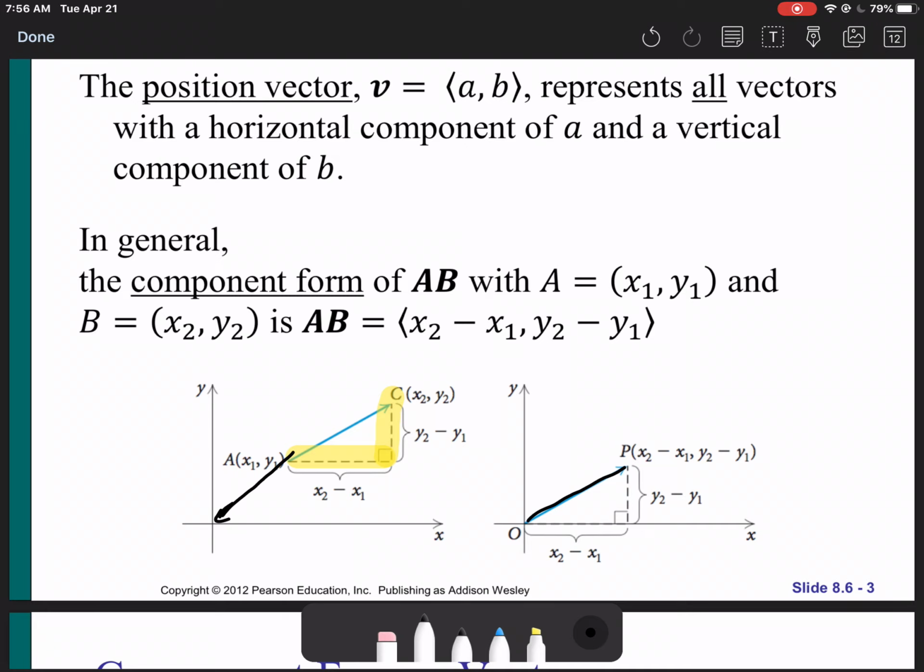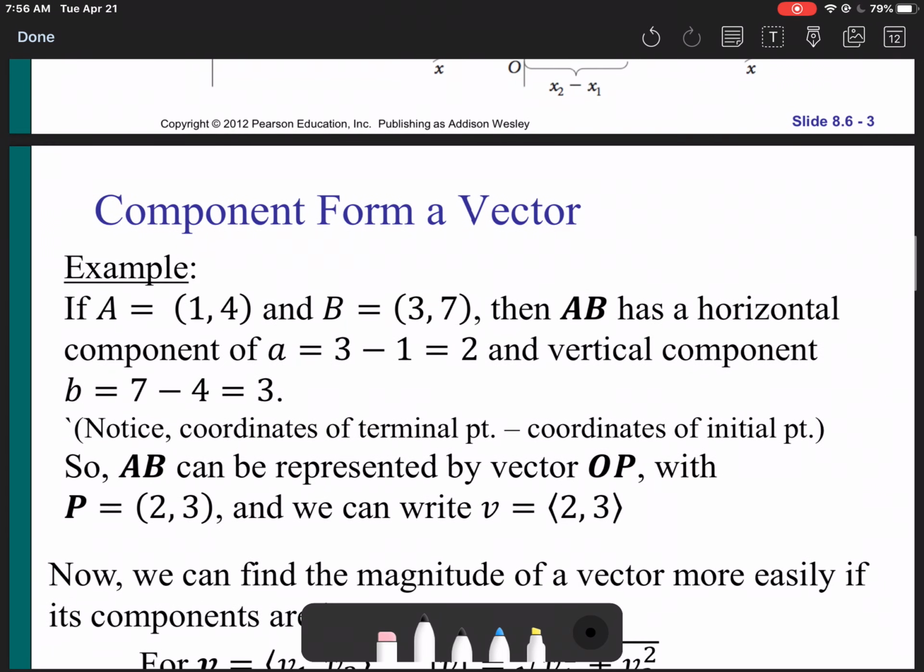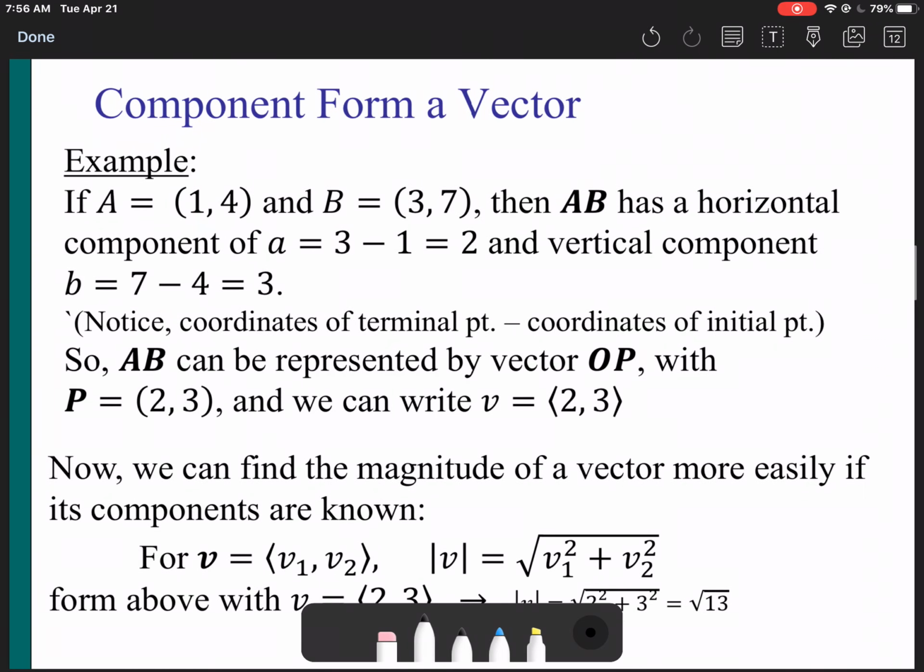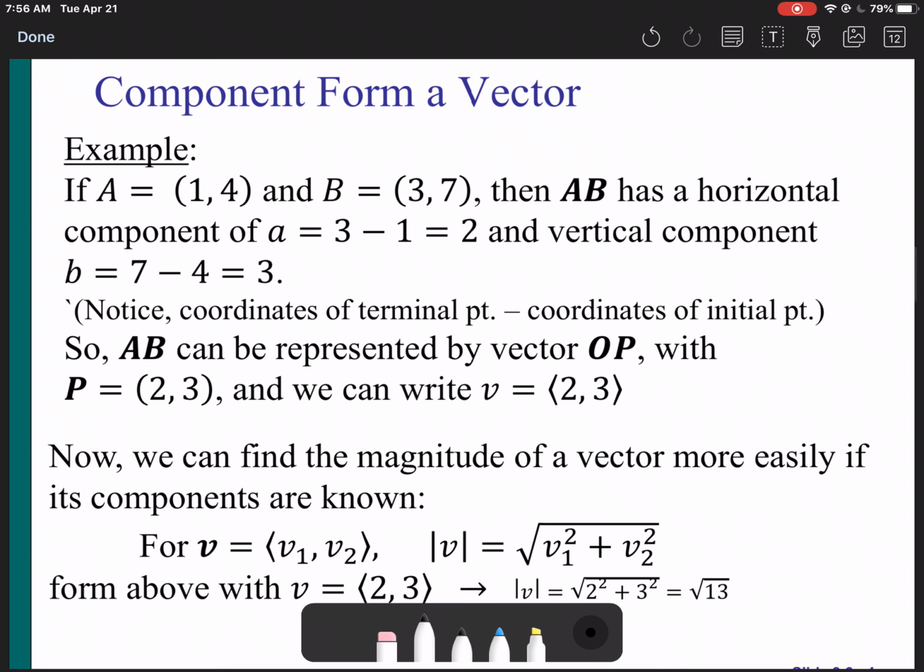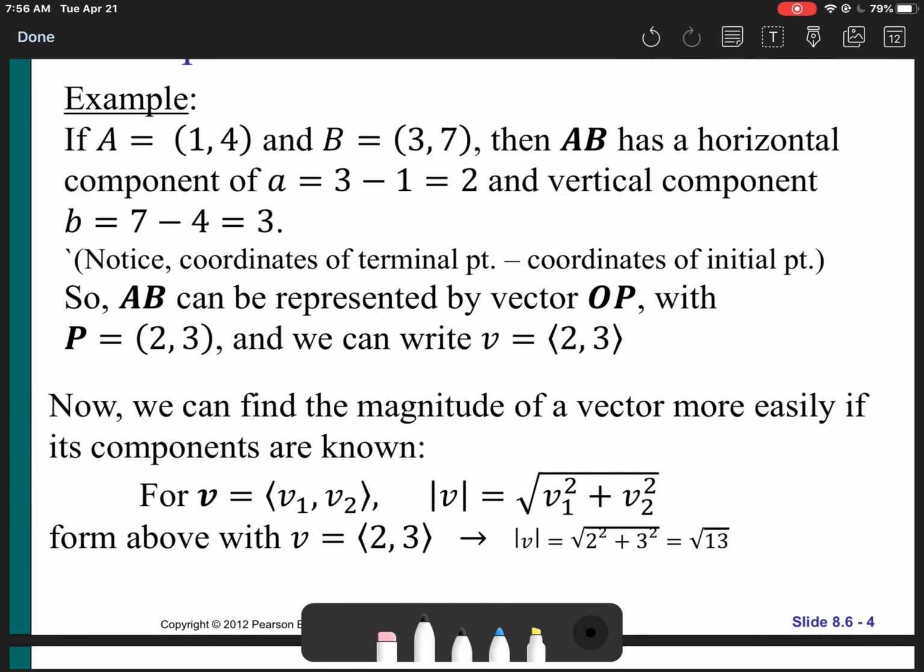Notice, in order to get the vector in component form, all you're doing is taking the difference in the x coordinates for your first component and the difference in the y coordinates for your second component between the initial and terminal points of the vector. We call this the component form of your vector. So if I have point A located at 1, 4, and point B, whose coordinates are 3, 7, then vector AB has a horizontal component of a equal to 3 minus 1, or 2, and a vertical component of b equal to 7 minus 4.